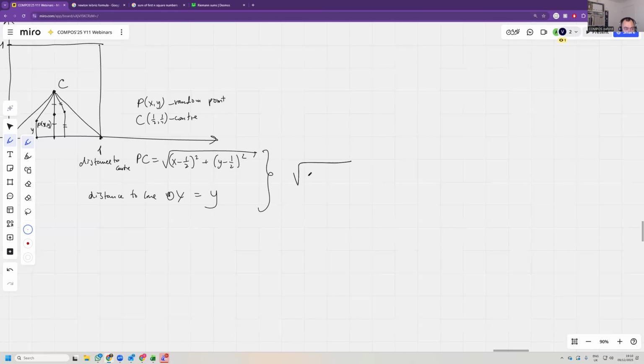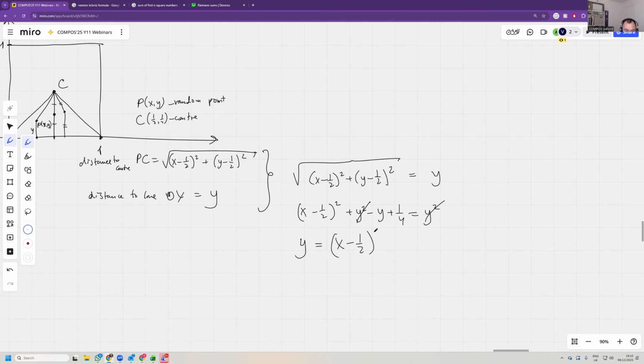So that's the square root of (x minus 1/2) squared plus (y minus 1/2) squared must equal y. So square both sides. (x minus 1/2) squared plus y squared minus y plus 1/4 equals y squared. The y squared cancels, and we get y equals (x minus 1/2) squared plus 1/4. Oh, lovely. It's a parabola.